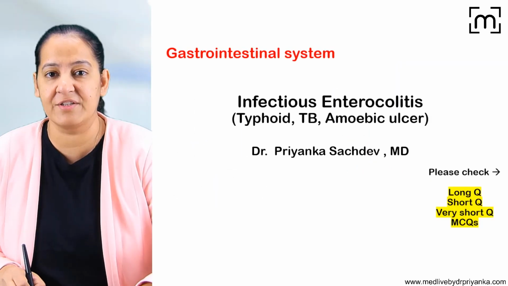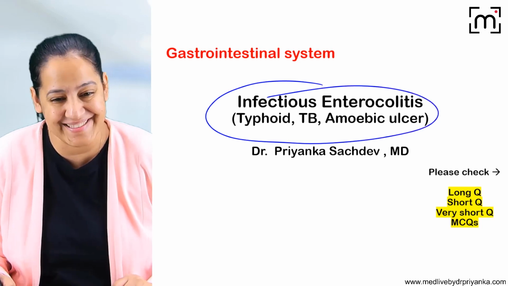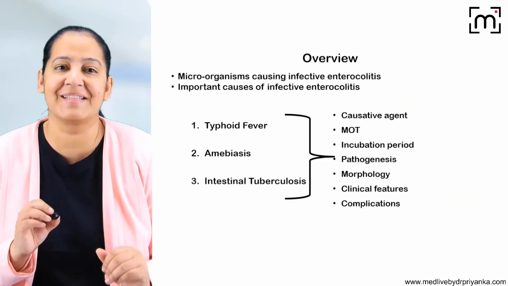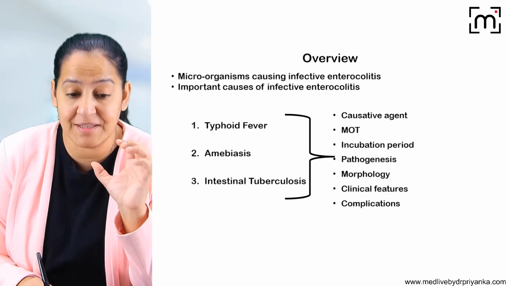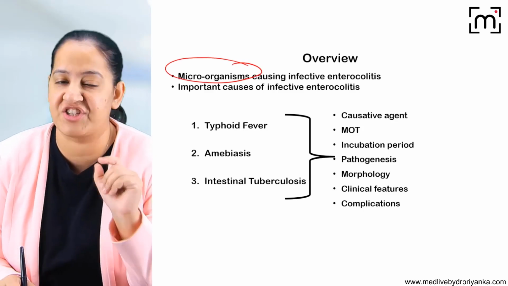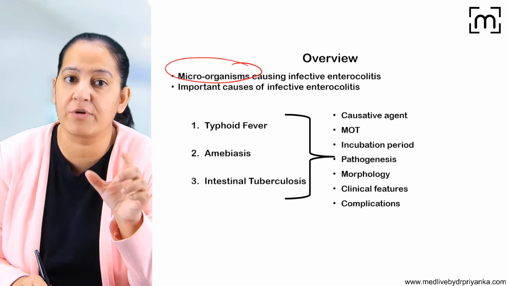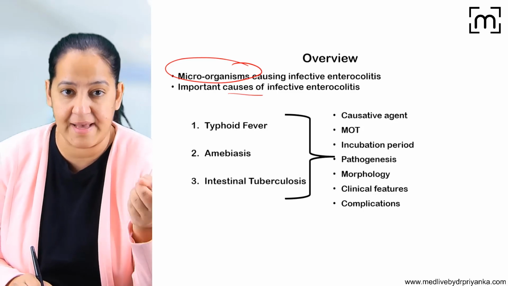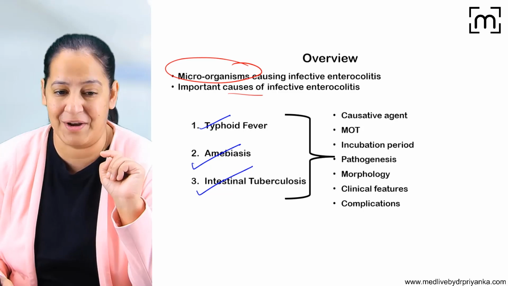We are starting the topic that is infectious enterocolitis. So let me give you an overview, the headings under which I am going to discuss this topic. So what is infectious enterocolitis? These are the microorganisms which cause infection in the intestine. There is a list of microorganisms which cause it. First I will give you the important causes and the list of those microorganisms. Among them, three are ultra important as I told you, that is typhoid fever, amoebiasis and intestinal tuberculosis.